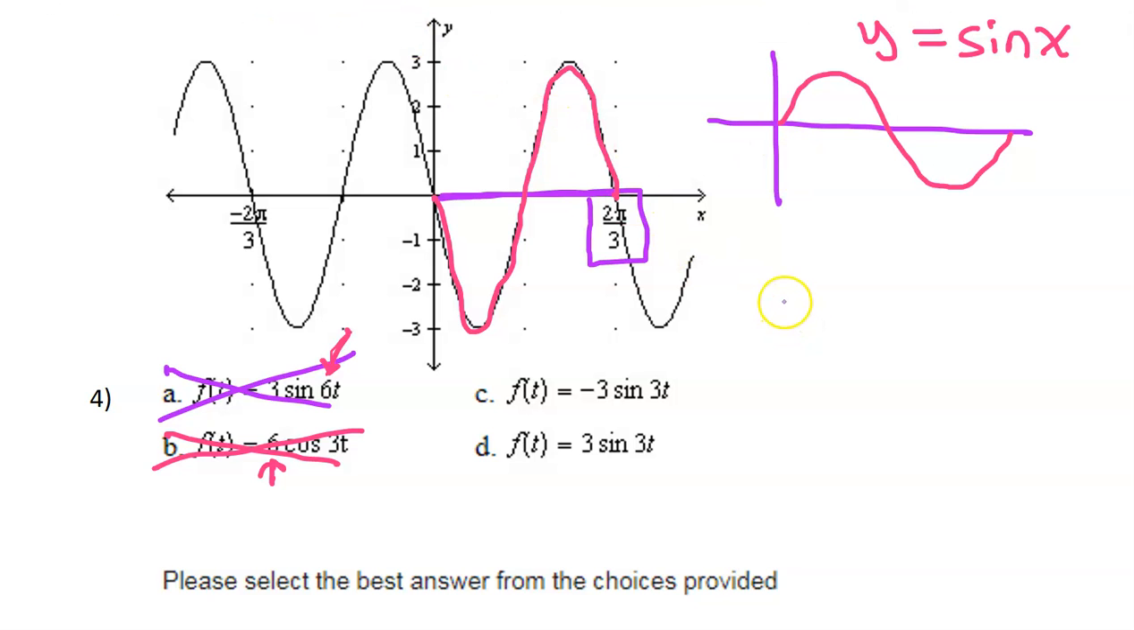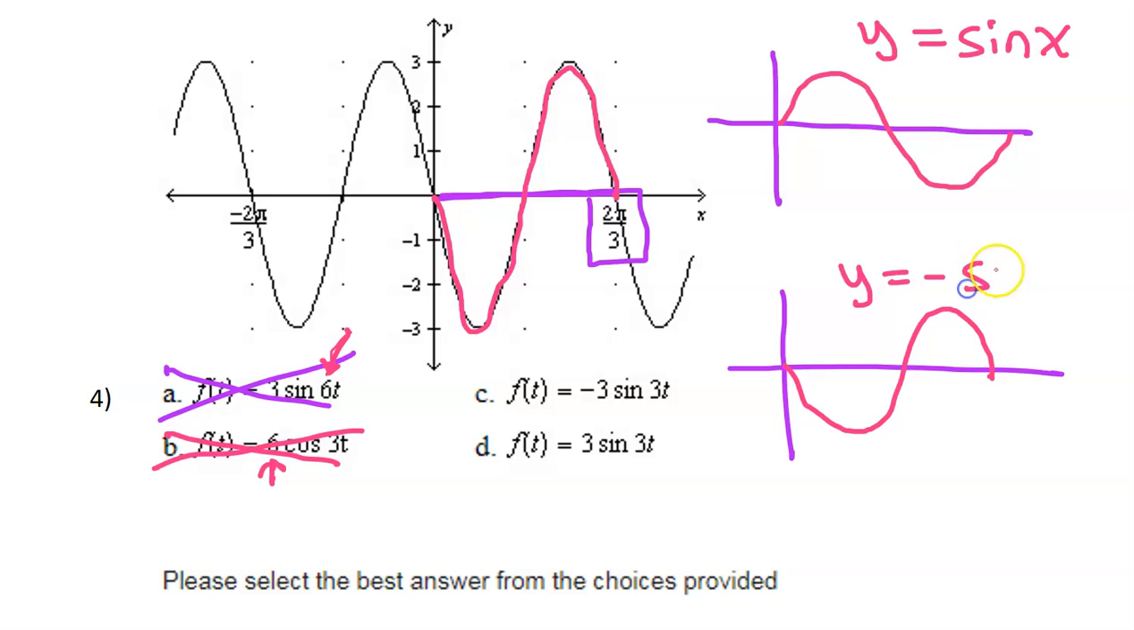On the other hand, if you had a function that started at 0, 0 and it went down first and then up, well, that would be y equals negative sine x. All right, the negative makes it upside down. So it's just a matter of which one of these it is. So you can see that this graph goes down first and then up. And that is the pattern of negative sine x.